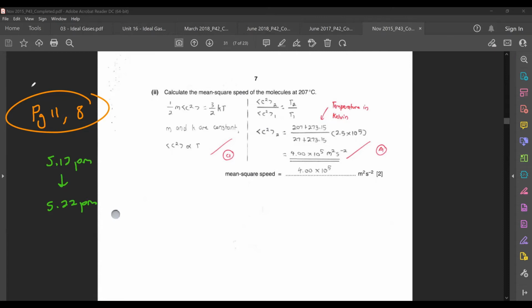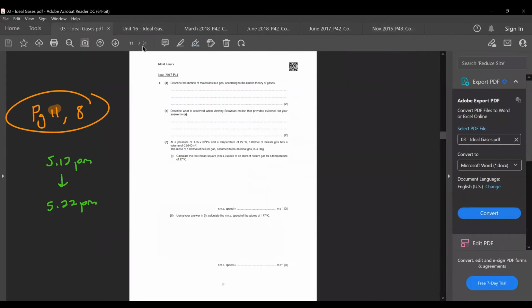There's only 2 questions. Let's have a look at page 11 of your worksheet. So let's just have a look at page 11. Okay, page 11 is June 2017 P41. June 2017 P41 would be this one.